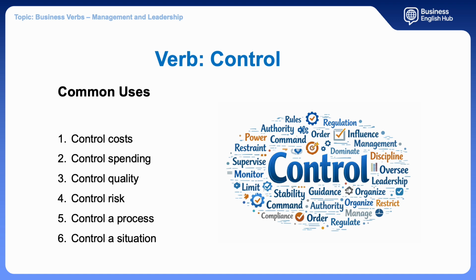Some common uses of the verb control include: 1. To control costs. 2. Control spending. 3. Control quality. 4. Control risk. 5. Control a process. And 6. Control a situation.